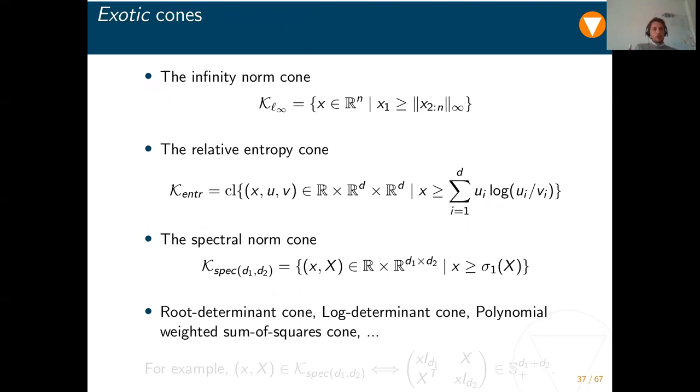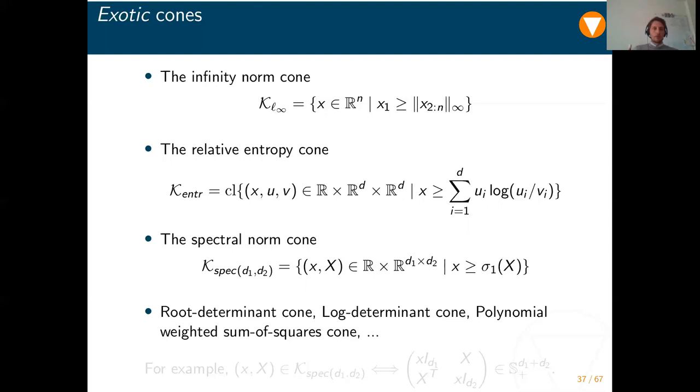So what do some of these cones look like? There's, for example, the infinity norm cone. This is quite similar to the quadratic cone. If you look at that, basically what you do here is you change the norm that appears in the definition of the quadratic cone. So this is something that seems to pop up in applications sometimes, and it's still a cone. It's non-symmetric, but it's still a cone that you might want to look at.